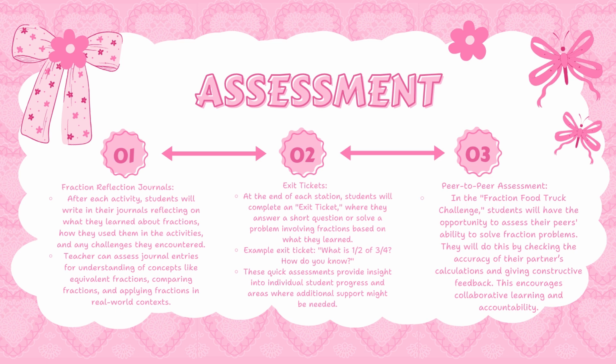Two is exit tickets. At the end of each station, students will complete an exit ticket where they answer a short question or solve a problem involving fractions based on what they learned. An example exit ticket would be, what is 1/2 of 3/4? How do you know? These quick assessments provide insight into individual student progress and areas where additional support might be needed.